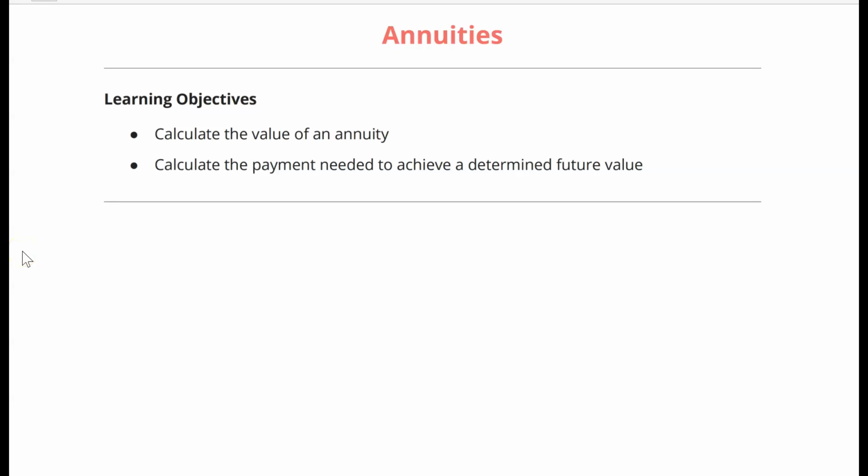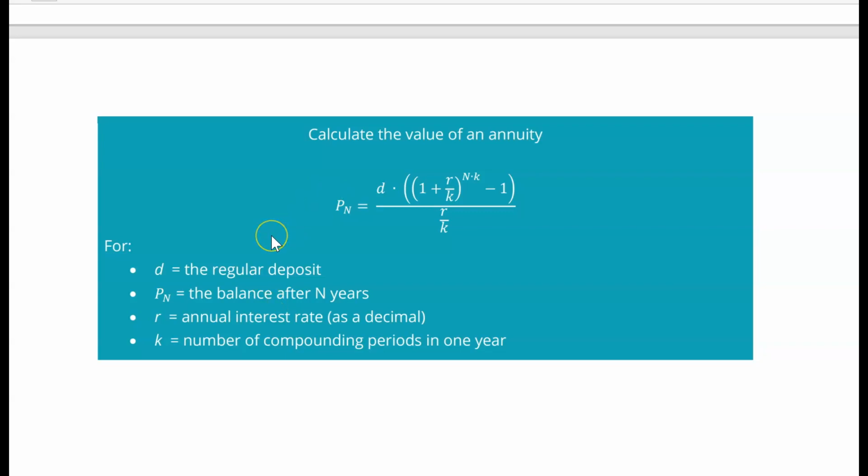Now we will do some exercises on annuities. In this exercise, we will calculate the value of an annuity and calculate the payment needed to achieve a determined future value. To calculate the value of an annuity, we will use the following formula here.